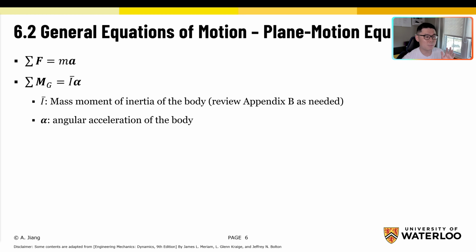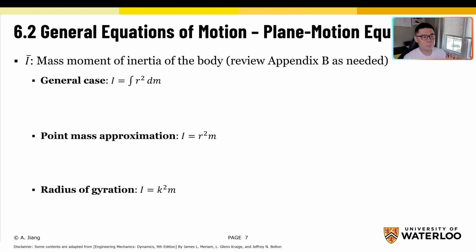So think about the moment of inertia. It's just something that resists moving. That's representing the nature of the object. Here's a brief review of the most common scenarios you will encounter in this course for the mass moment of inertia, or I. For detailed reviews, please refer to Appendix B in your textbook.